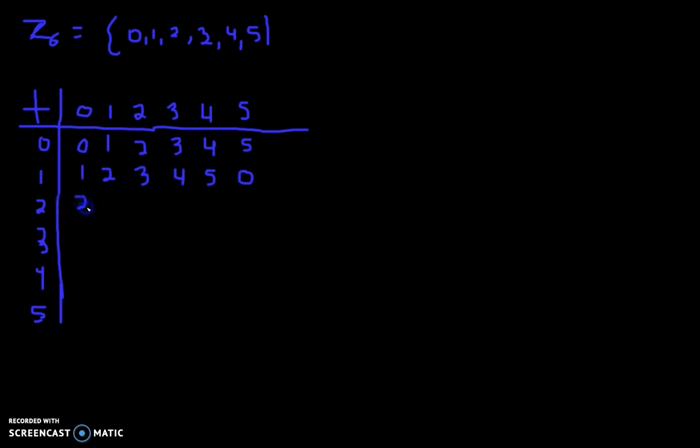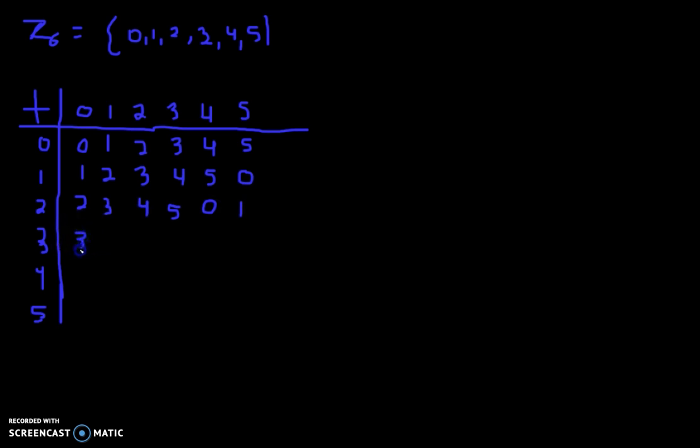So with 2, 2 plus 0 is 2, 2 plus 1 is going to give us 3, 2 plus 2 is going to give us 4. 2 plus 3 is 5. 2 plus 4 is going to give us 6. But again, since we are working with Z mod 6, 6 mod 6 has no remainder, so let's make that look more like a 0. There we go. 2 plus 5 is 7, and when we do 7 mod 6, we get a remainder of 1.